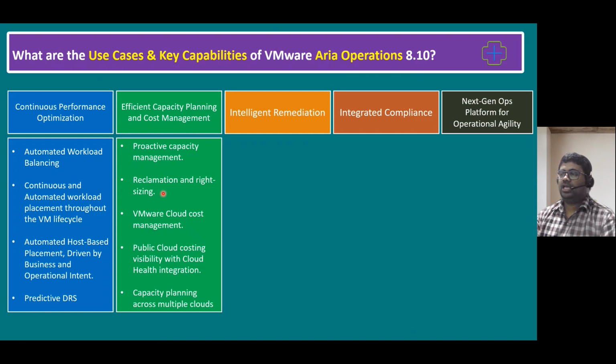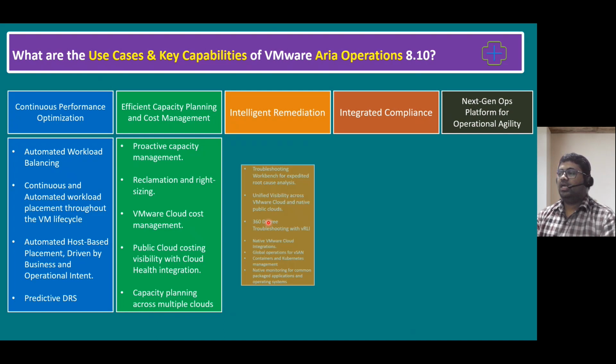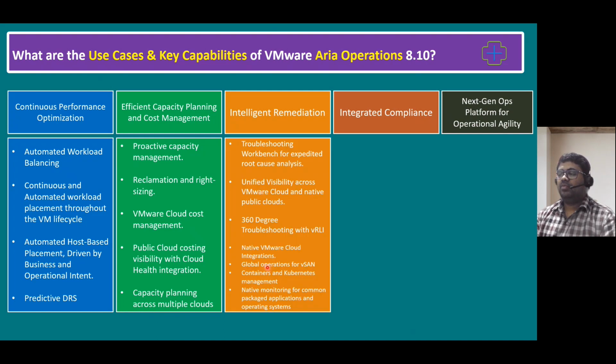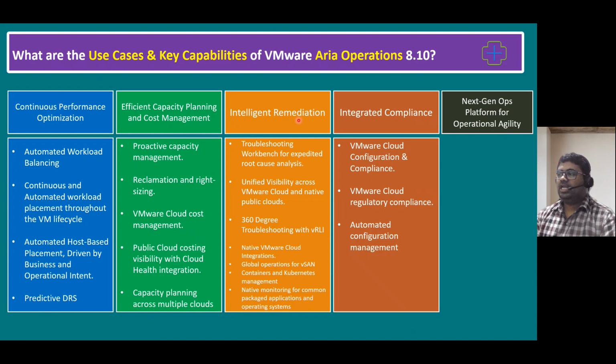Now let's talk about the key capabilities. For capacity planning and cost management, we have proactive capacity management. That means upcoming forecast, what is the expectation, prediction, and anticipations. We can find it from the Aria Operations console. And VMware cloud cost management, and also public cloud costing visibility with CloudHealth integration, and capacity planning across multiple clouds. Intelligent remediation can be done based on the troubleshooting tab. Whatever vulnerabilities are identified, it will also provide solution steps. Using those steps, we can remediate, that means fix.